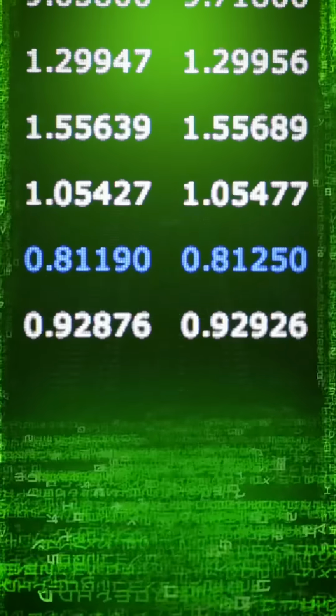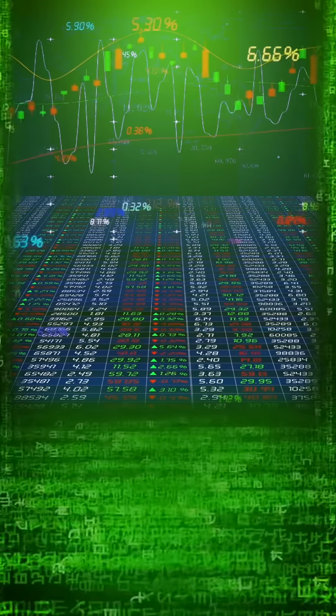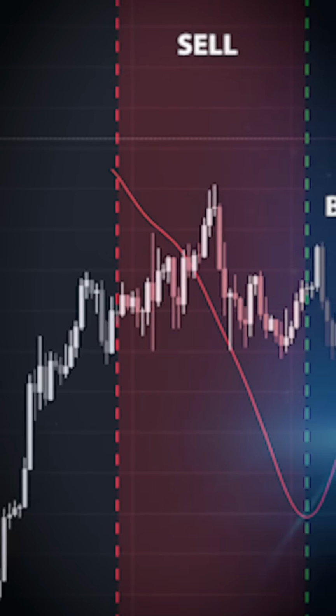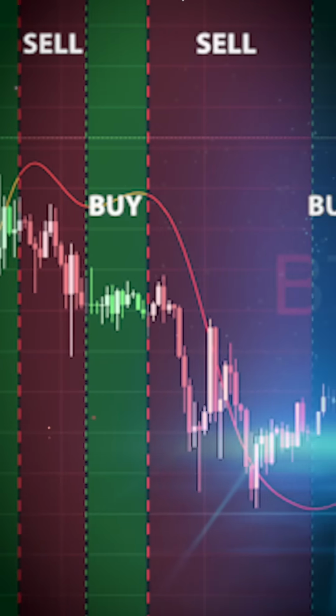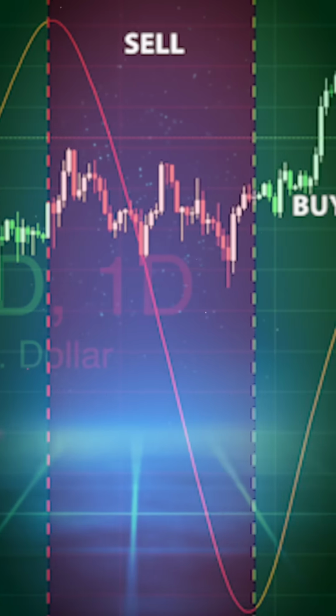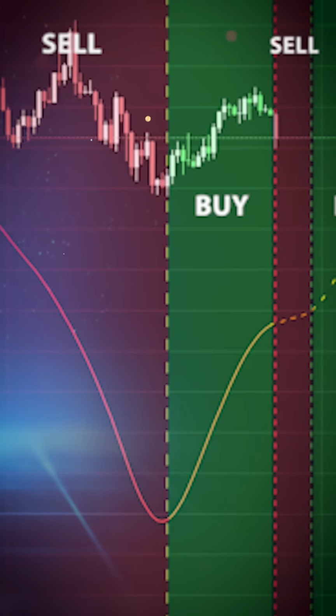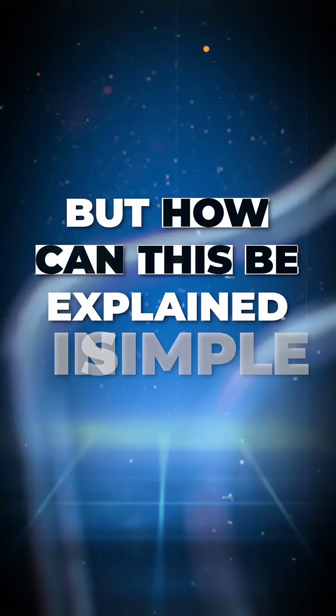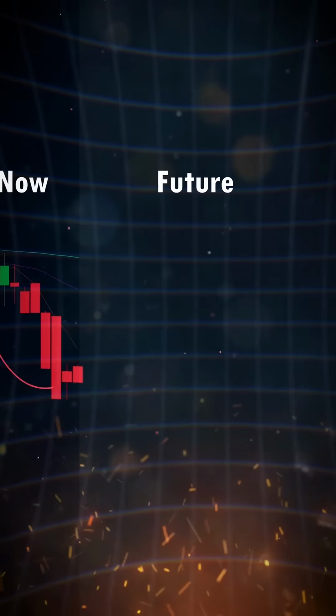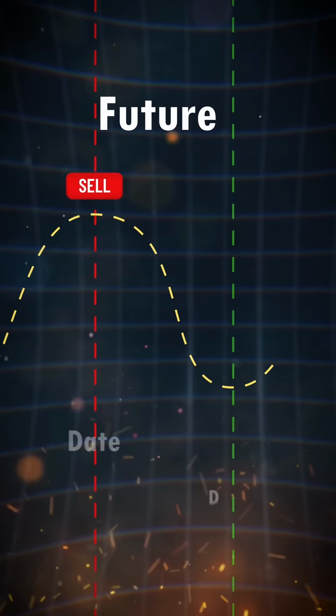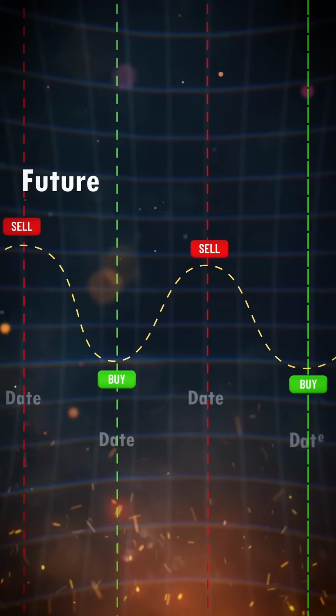This is a forecasting module of the system that performs informative analysis of time series, calculates curve parameters, and generates the coefficients necessary for calculations, as well as time intervals for buying and selling your financial assets. But how can all this be explained in simple terms? This is our most important algorithm. It works very simply. At its lowest point you buy, and at its highest point you sell.